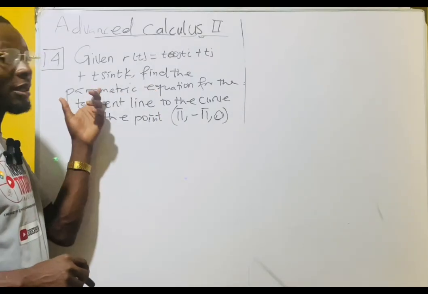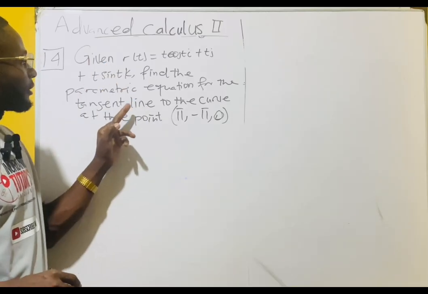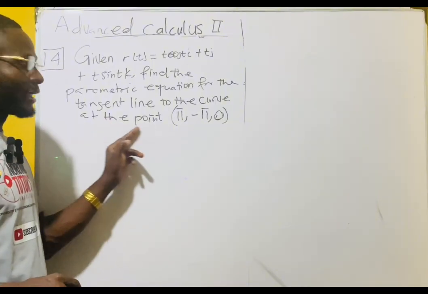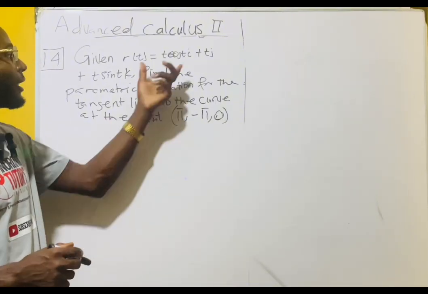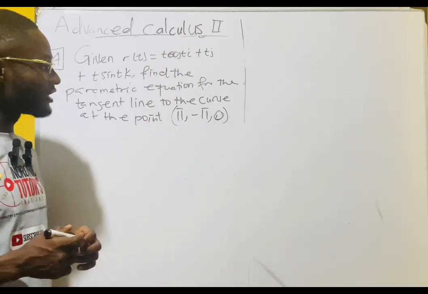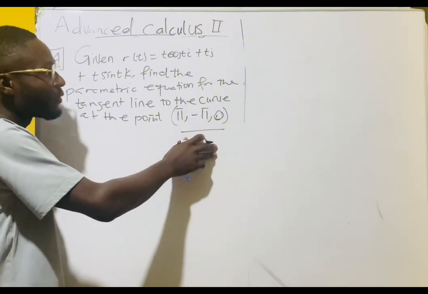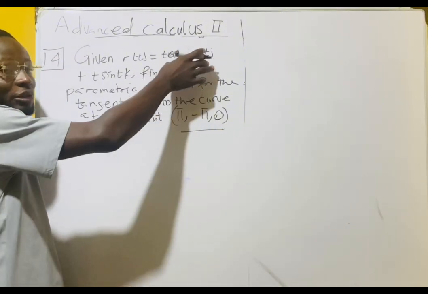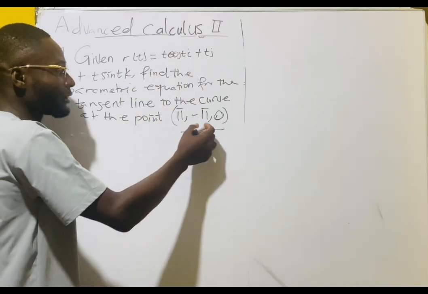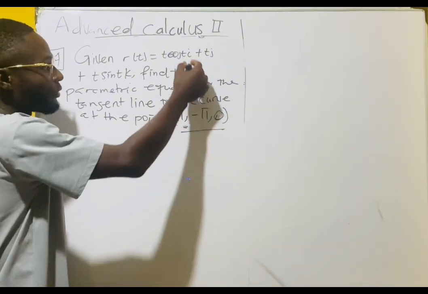Okay, so with question number 4, we want to find the parametric equation for the tangent line to the curve at this point. So this is the vector function that we have been given. If you have a question of this nature, first of all, test the points that you have: substitute each into the function, and see if it will give you the points.